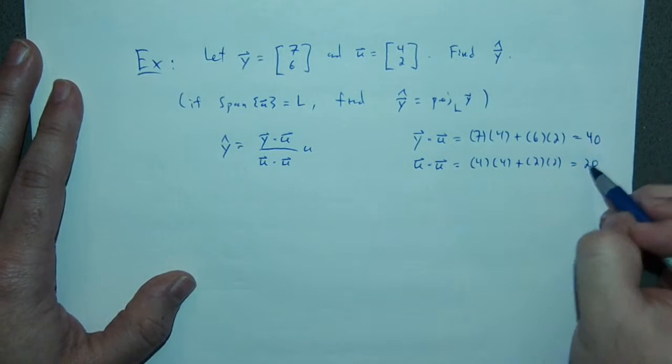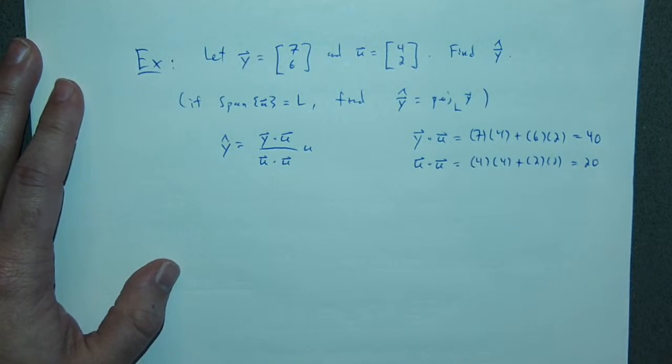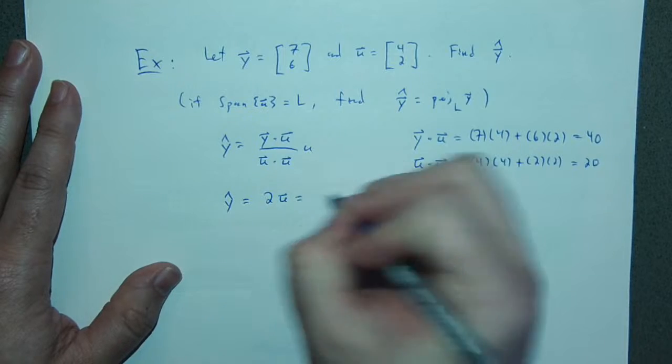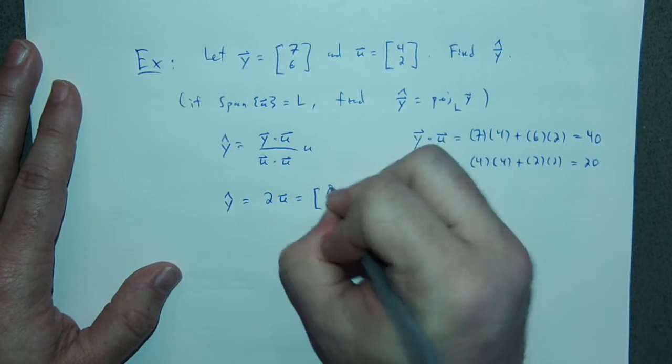And so their ratio is 2. So y hat is equal to 2 times u. So this is 8, 4.